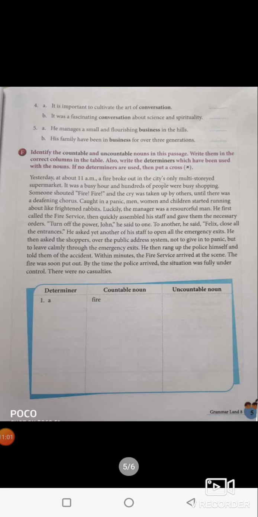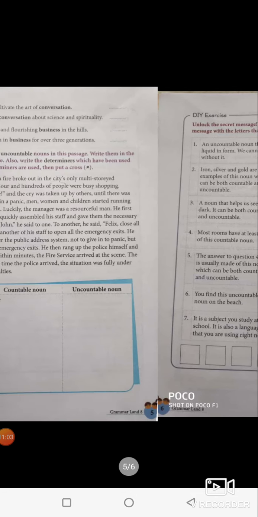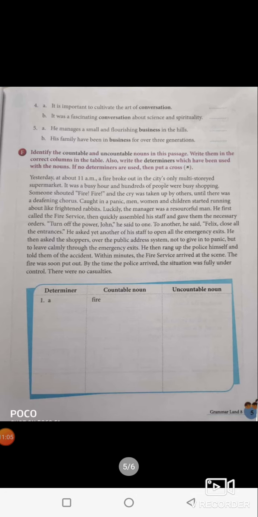Five blanks are given there. Iron, silver, and gold are examples of this noun, which can be both countable and uncountable. So we need to find that and fill it in. Clues are given on this side, left side, and right side. You need to fill with that particular word. This and exercise number F can be done by you. If there are any doubts, you can clarify with me. Thank you.